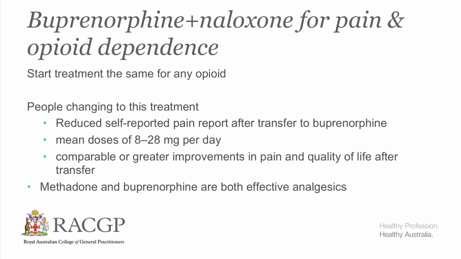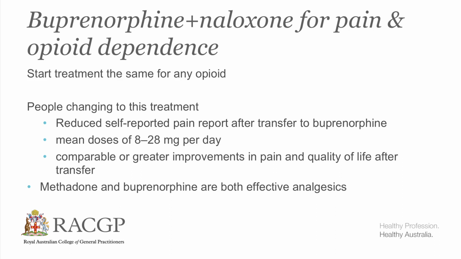Okay. Buprenorphine naloxone for pain, for people who have pain and opioid dependence, you start the same as for any opioid. And people changing to this treatment from their prescribed opioids actually had reduced self-reported pain after they transferred to these treatments. So to a certain extent, this will treat their chronic pain, but it's not the focus of it. The mean doses were somewhere between 8 and 28, and as I say, I've got people from 2 milligrams up to 32 milligrams a day, and it depends on the individual.